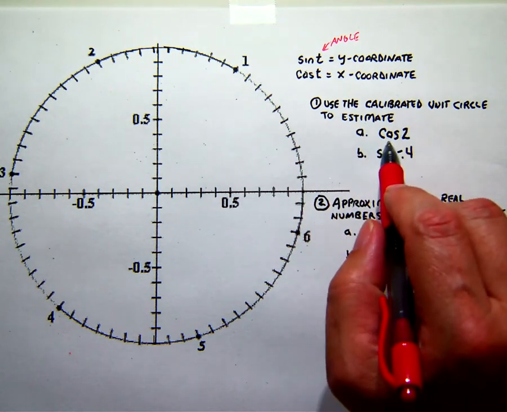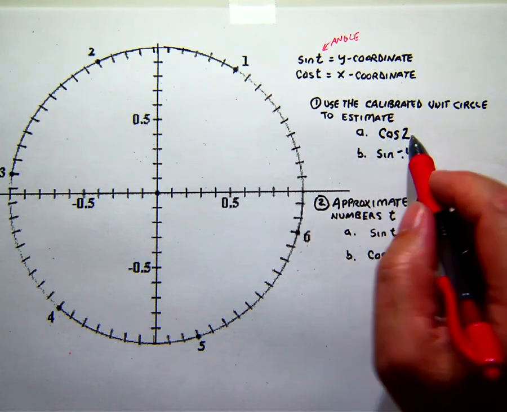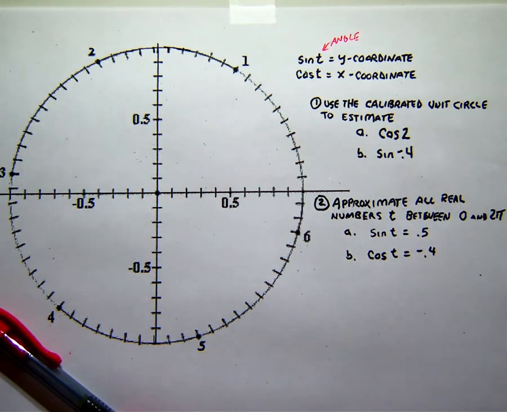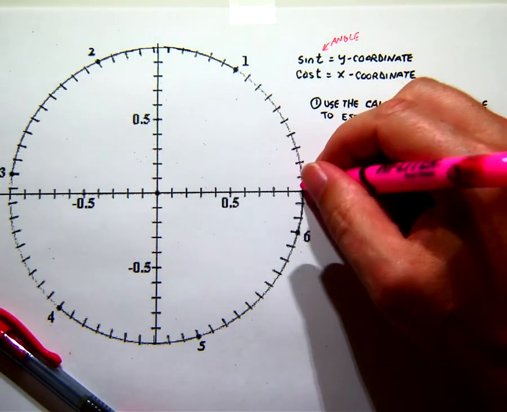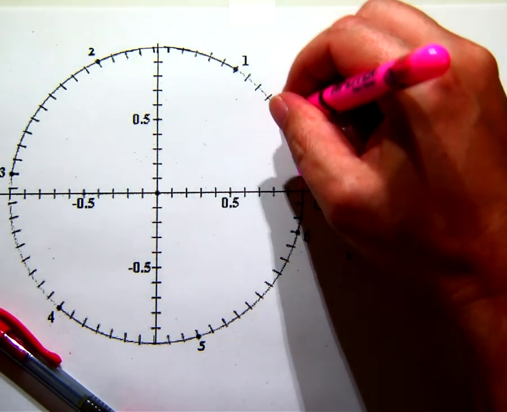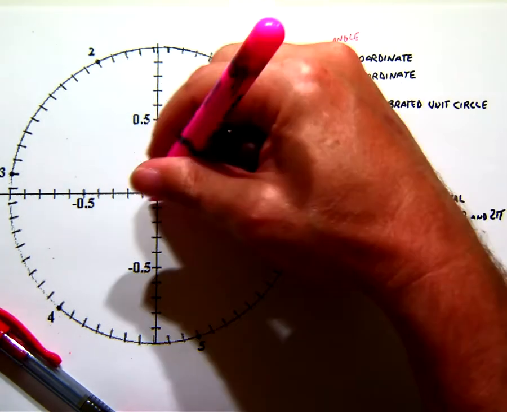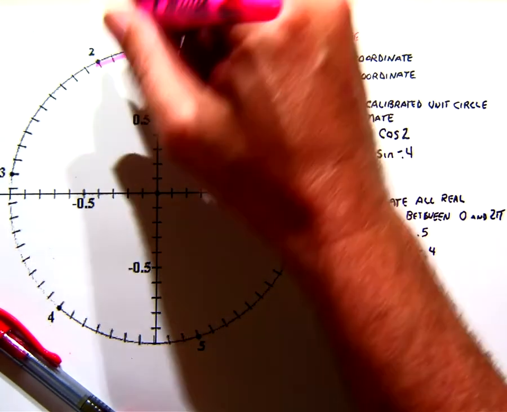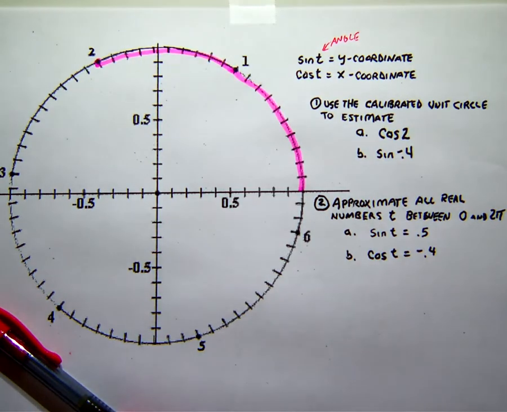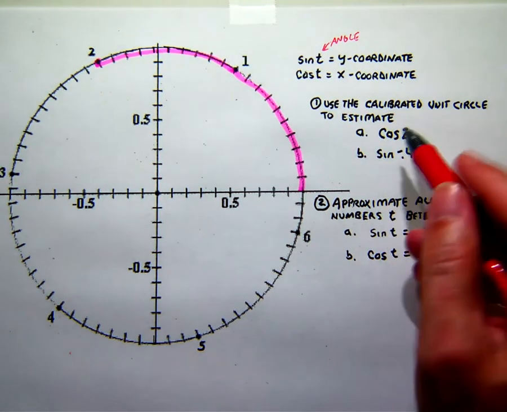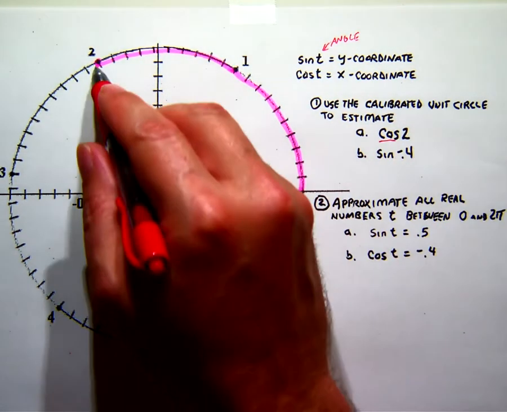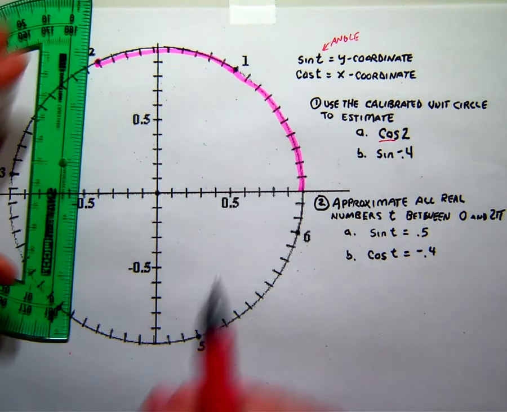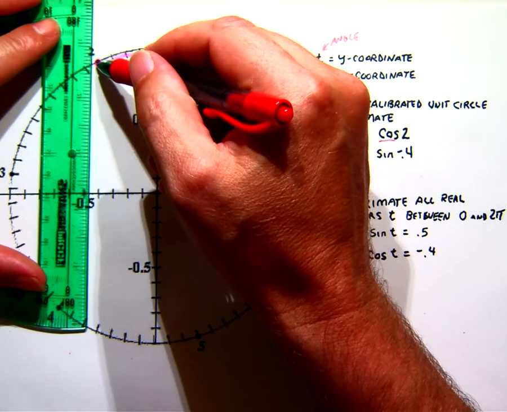how we would find a cosine of 2. Now, the cosine of 2 is 2 radians, so it's right along here. Let's highlight it. Here's 1 radian, which is 1 length of the radius, and here's 2 radians. So we basically want the x-coordinate because it's cosine. They want the x-coordinate. And I've got a little ruler here. Just bring this straight down to the x-axis.